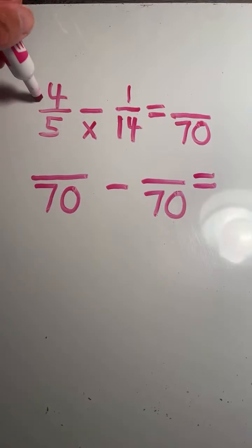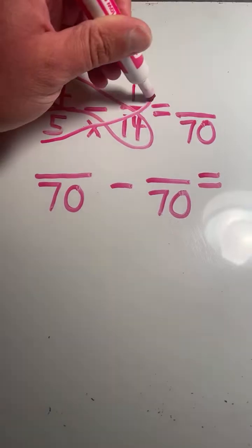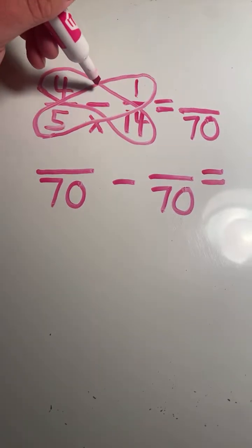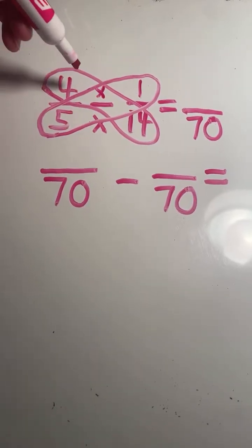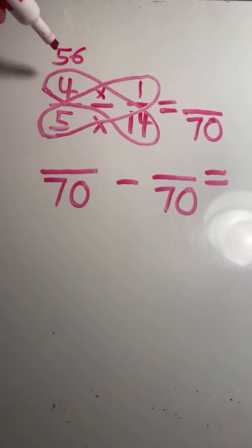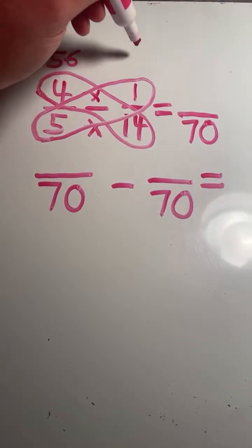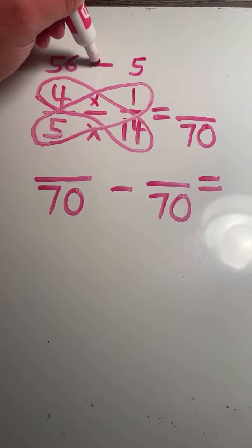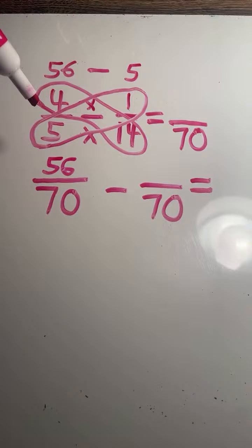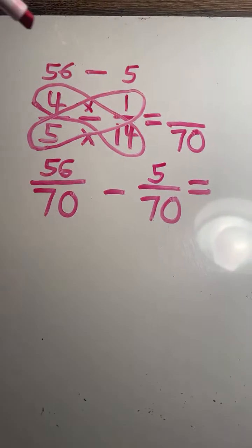Now to find our numerators again, we multiply each numerator times the opposite denominator. So the 4 of the 4/5, we have to multiply that times 14. 4 times 14 equals 56. The 1 of the 1/14, we have to multiply that times 5. 1 times 5 equals 5. So the 4/5 has been converted to 56/70. The 1/14 has been converted to 5/70.